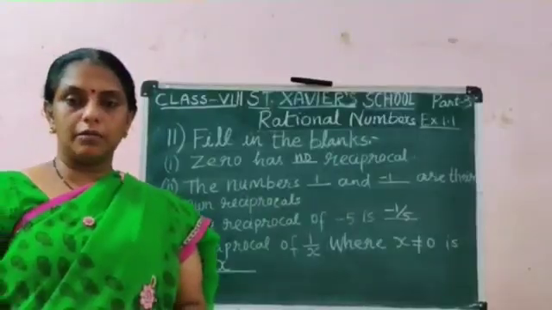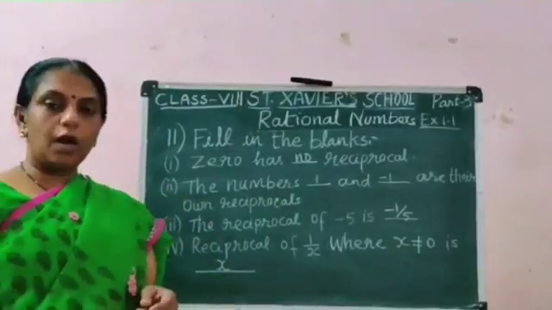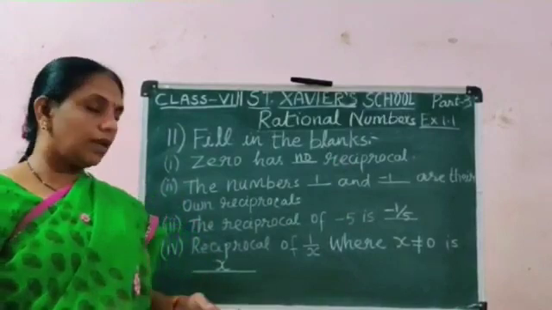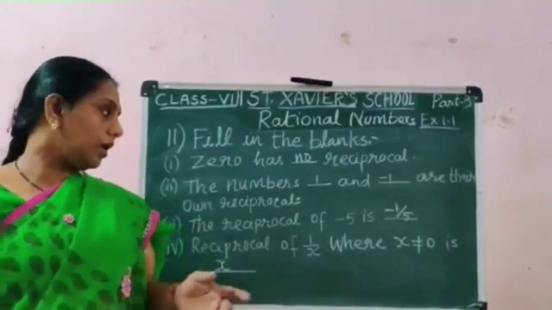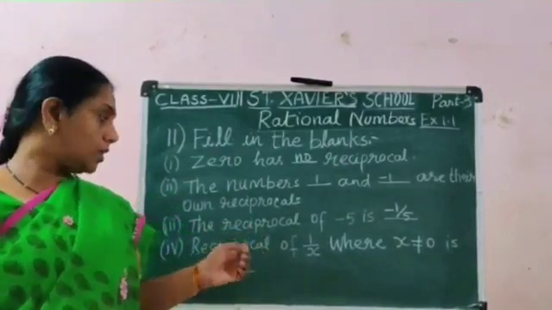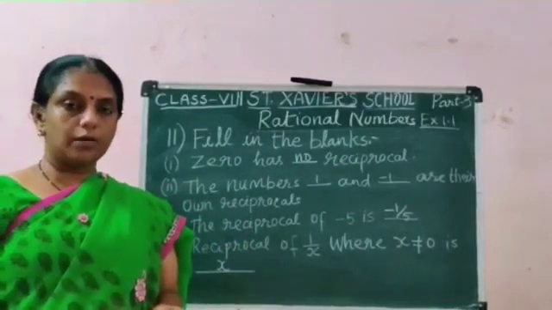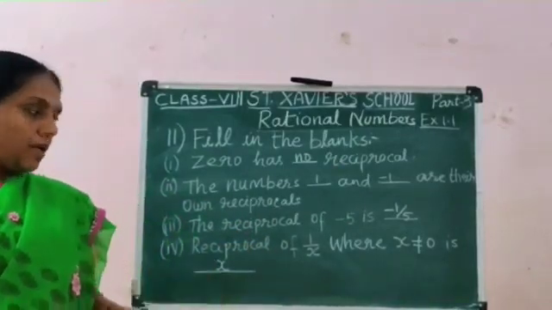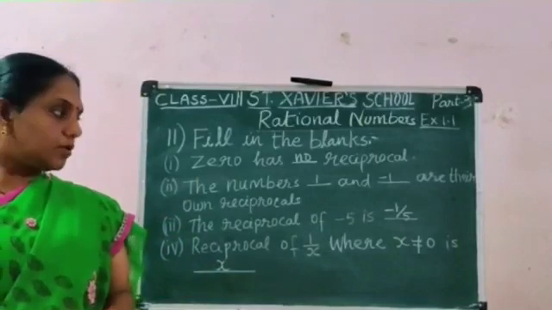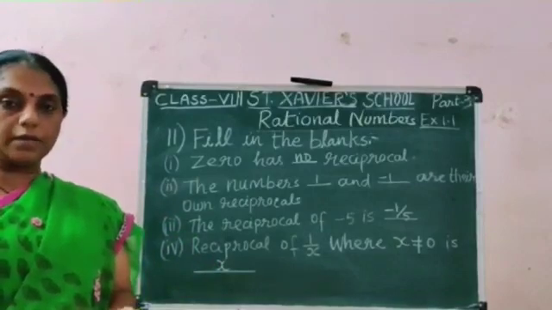Question number 11. Fill in the blanks. 0 has no reciprocal. The numbers 1 and minus 1 are their own reciprocals. The reciprocal of minus 5 is minus 1 by 5. The reciprocal of 1 by x, where x is not equal to 0, is x.